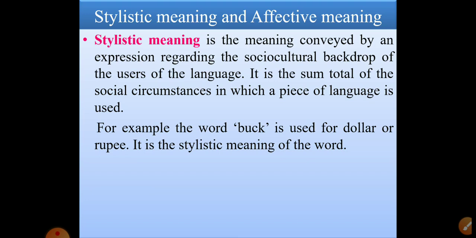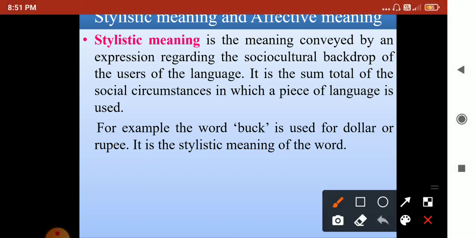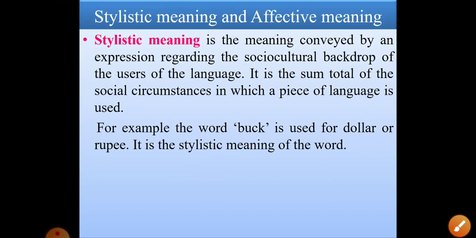So some uneducated people and some lower class people in England, America, especially in America, call buck for dollar. Now dollar is the name of the currency, but they don't say dollar, they use the word buck. Now who says buck? Only people from a certain social class use this word. So this is called stylistic meaning. Meaning attributed to words, or certain words spoken by certain groups or communities in the society, that meaning is called stylistic meaning.